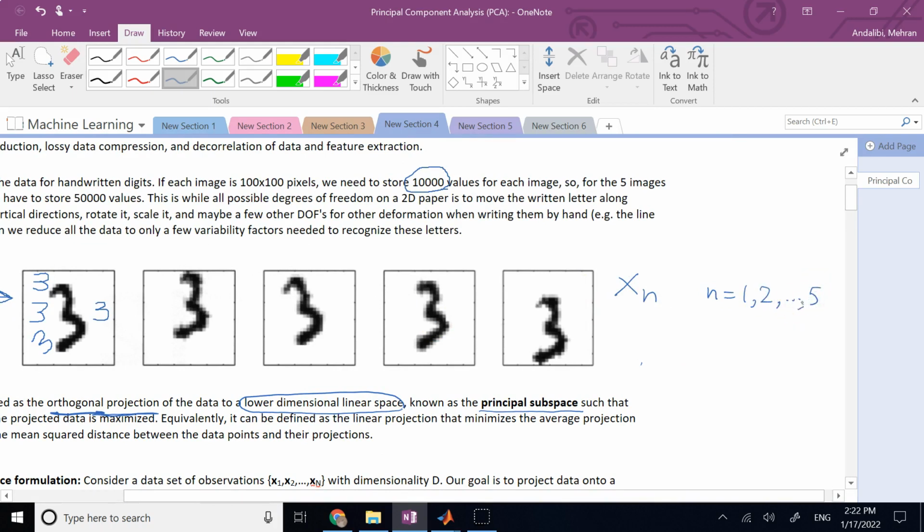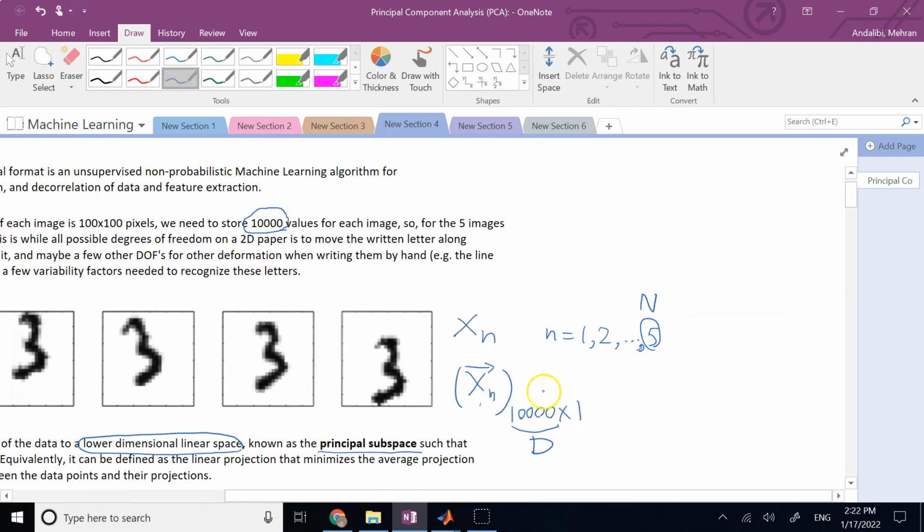I have 5 data points, but the size of each one of these xn's is what? It is 10,000 by 1. So the dimension d is 10,000, and the number of data points is 5. My goal is to reduce the size of these xn's to something like x tilde of n, where x tilde, which is an approximation of xn, is, for example, 6 by 1. And this 6 is the lower dimension m that we are going to talk about.